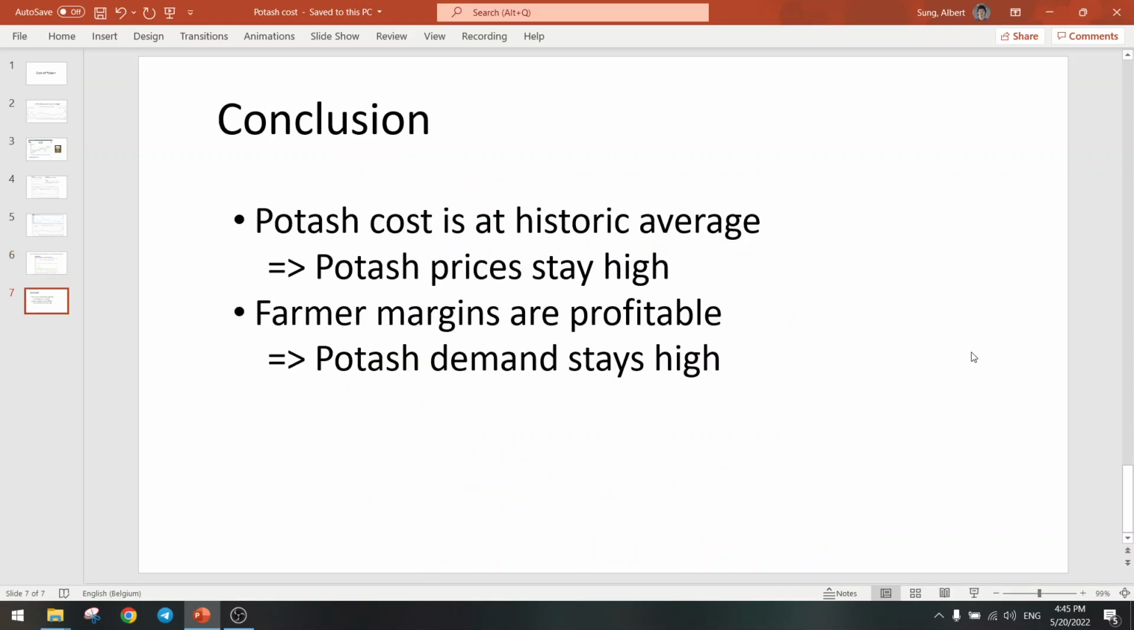So in conclusion, I think the potash cost is at the historic average. You can see that from the chart. And that means that potash prices will stay high. We are not overvalued in the potash price. And we could also see that farmers' margins are profitable, so they will keep on buying potash. Because if you don't buy potash, then you will not get that yield margin increase. So they will keep on buying, and potash demand will stay high.